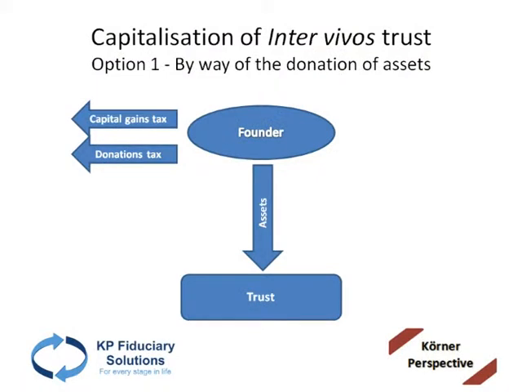Let's look at the capitalization of trusts. Firstly, an inter vivos trust can be capitalized by way of a donation from the founder to the trust. Because the donation is a gratuitous disposal of property, there will be a donation tax liability.